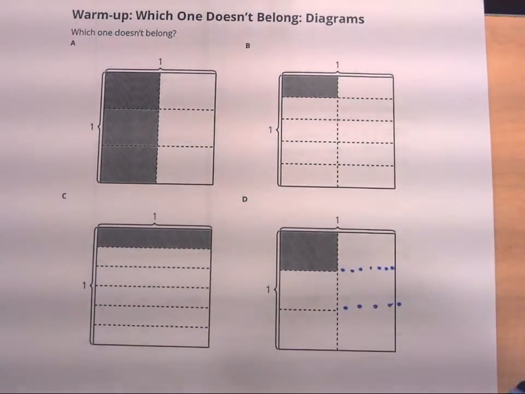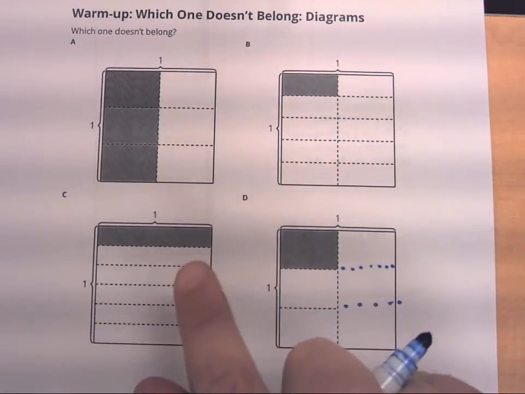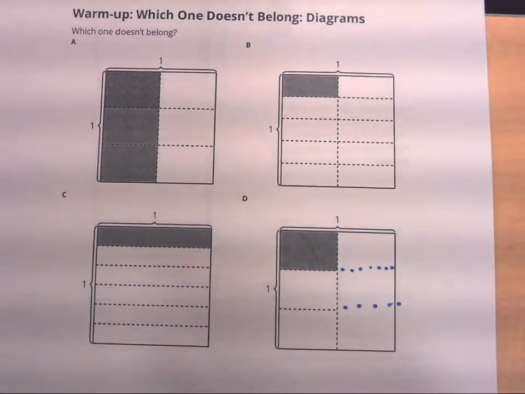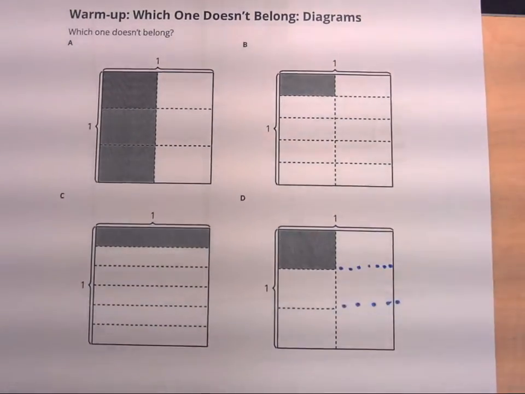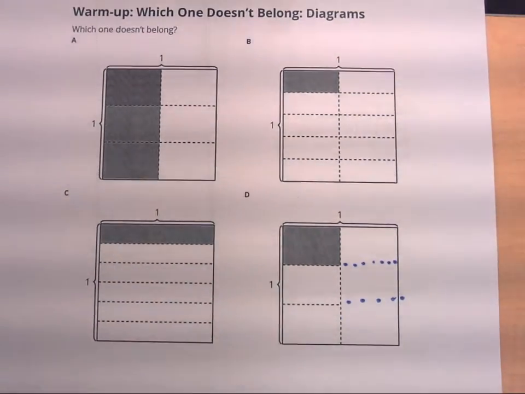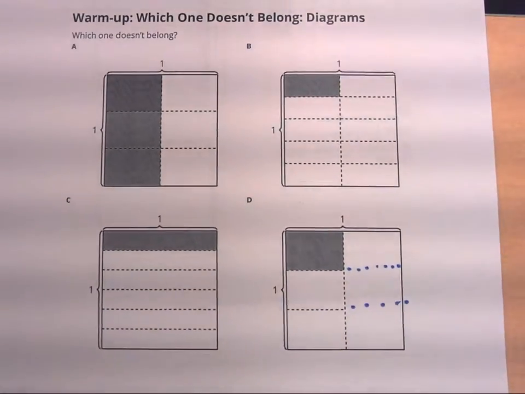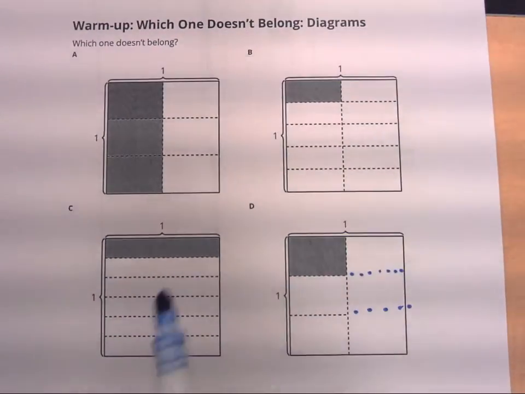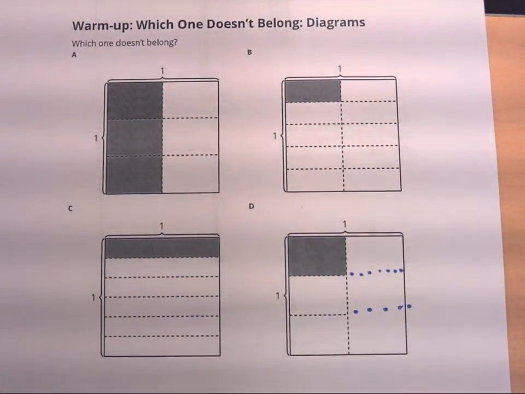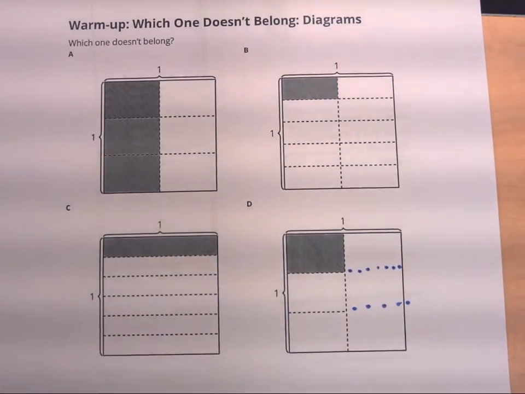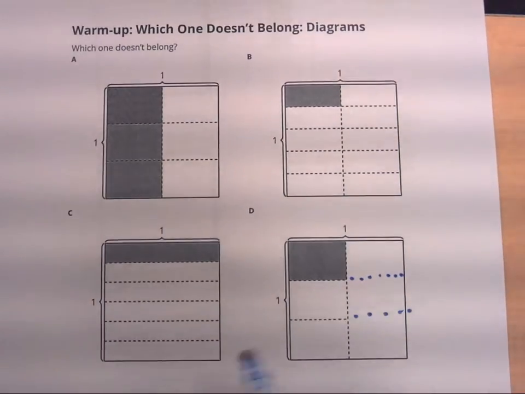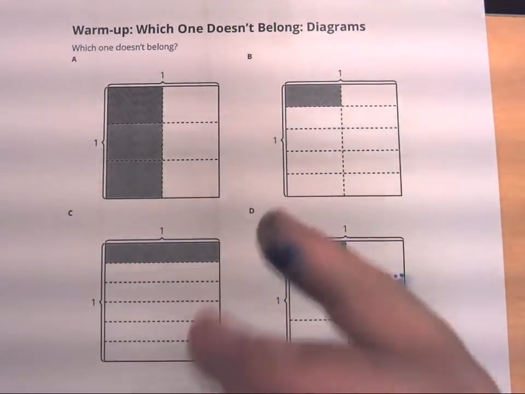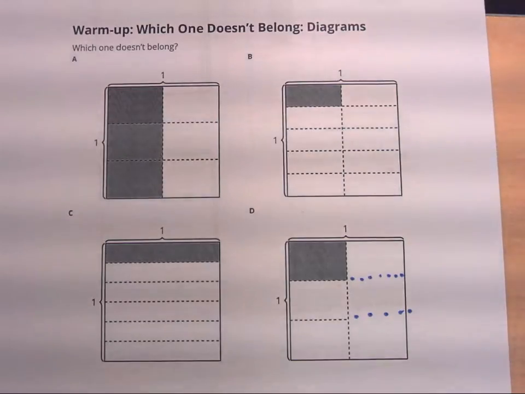So many students recognized, for instance, that A, C, and D represented a quantity with a denominator of 6, whereas B represents a quantity with a denominator of 10. And so students spent time writing different reasons why each diagram stood out or was different from the rest or didn't belong with the rest. And then students shared their thinking and ideas with each other, and then we shared out as a whole group.